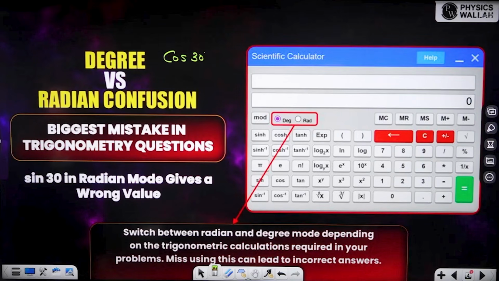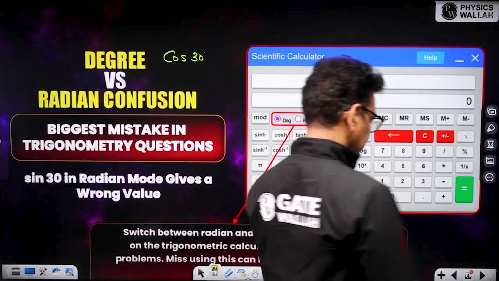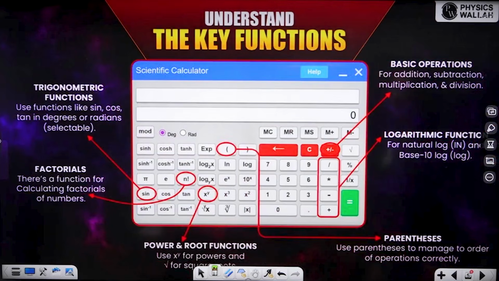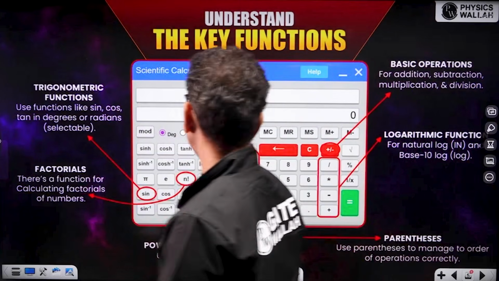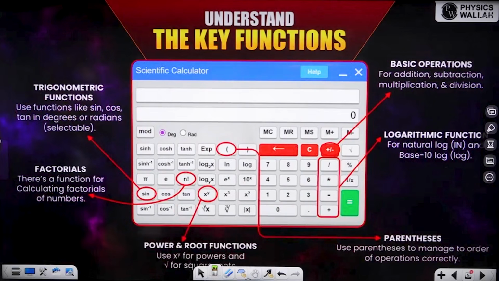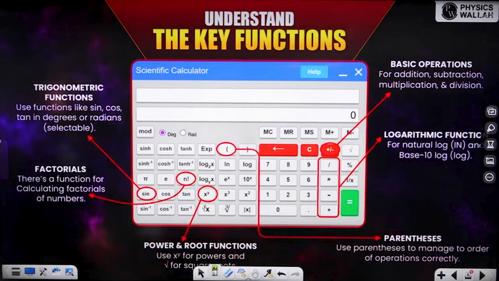Misusing this can lead to the incorrect answer. So this is the second one. Now the third one. Understand the key function of the GATE calculator.